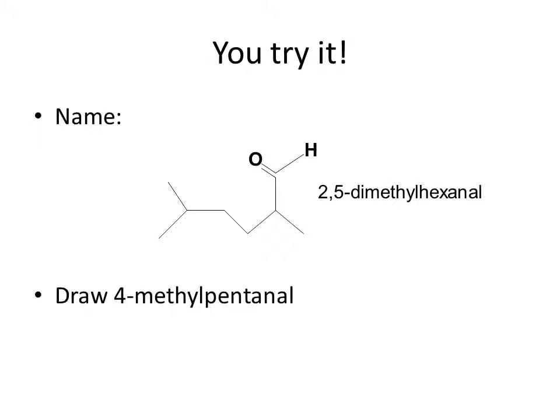So it's 2,5-dimethyl hexanal. To draw 4-methyl pentanal, the first thing you need to do is put in 5 carbons with a carbonyl at the end. So 1, 2, 3, 4, 5 carbons with a carbonyl on the end, and then count in 4, 1 at the carbonyl, 2, 3, 4 to put on the methyl group.